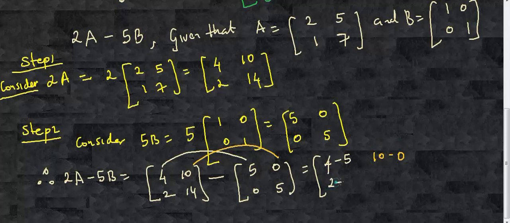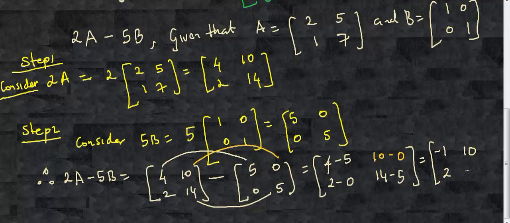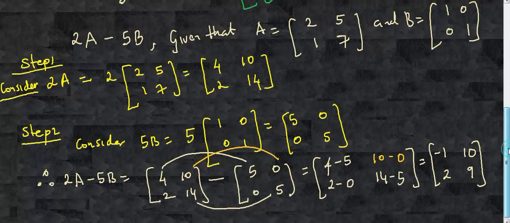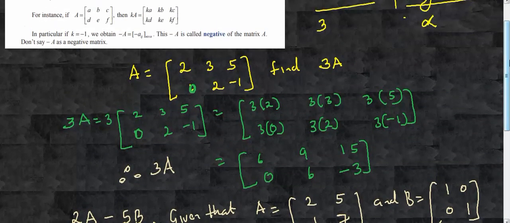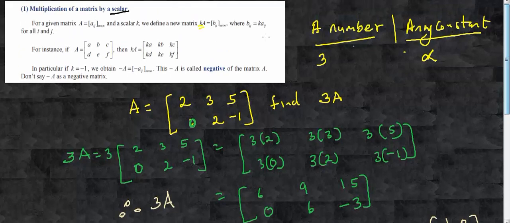Following, we get 2 minus 0 and then 14 minus 5, which can all be simplified. 4 minus 5 would give you negative 1, 10 minus 0 is going to be 10, 2 minus 0 is going to be 2, 14 minus 5 will give you 9. So therefore, when you evaluate the expression 2A minus 5B, your solution is negative 1, 10, 2, 9. The idea of this question is to demonstrate what is called scalar multiplication.